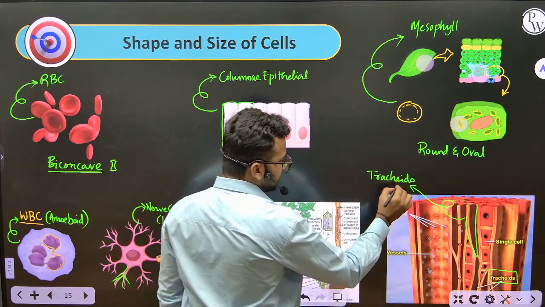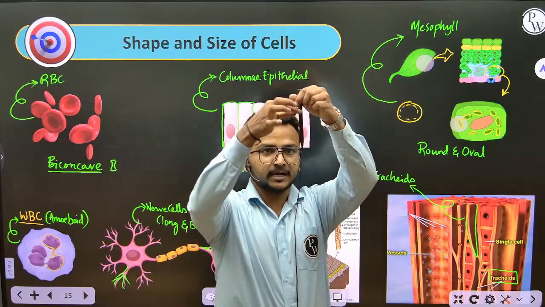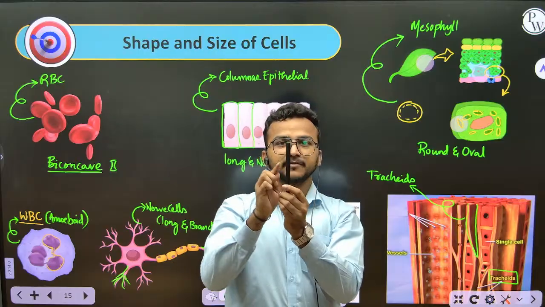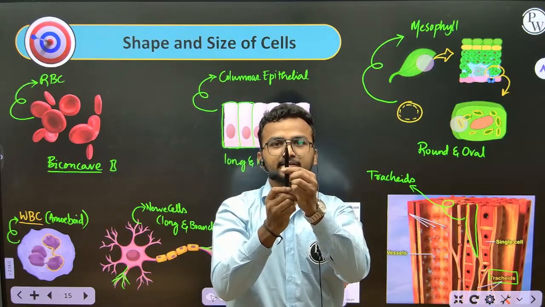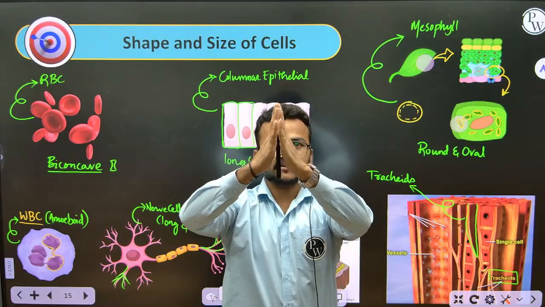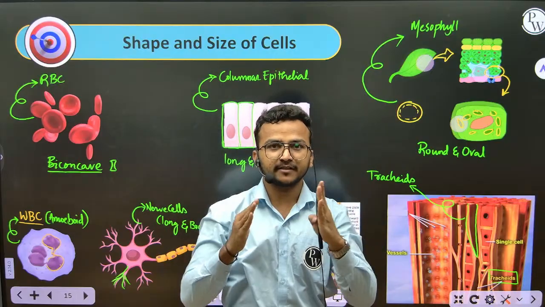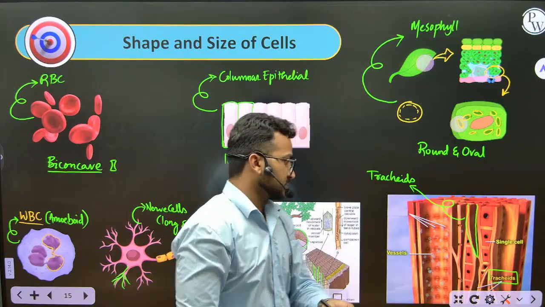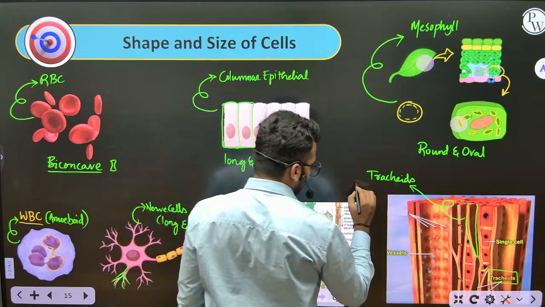So the tracheid's shape is somewhat elongated, with a tapering end. You can see this one has a blunt end. In this one, it is narrow like this and ends like this. We call this a tapering end, in the sense that they collide and make a conical-like structure there. So tracheids have an elongated shape.